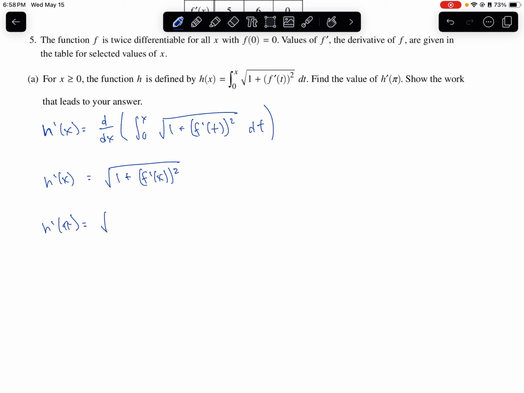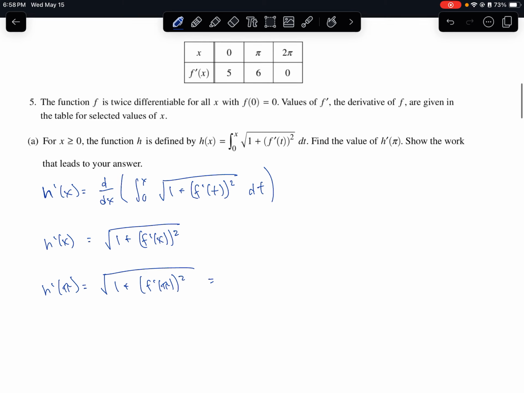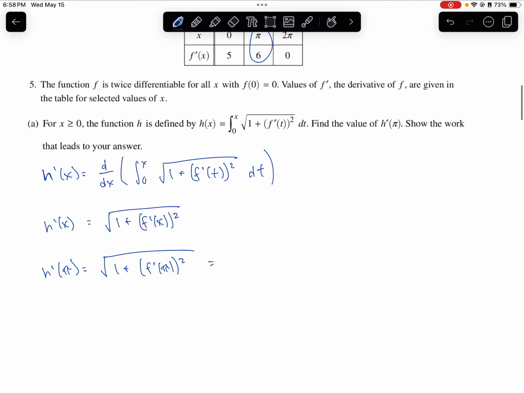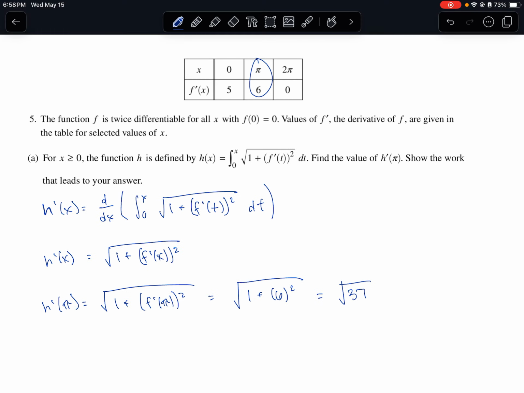But okay, so if that's h prime of x, let's find h prime of pi. That would be the square root of 1 plus f prime of pi squared. And if we look at our table, we do have f prime of pi. That would be equal to 6, so we get the square root of 1 plus 6 squared, which would be equal to the square root of 1 plus 36, which would be the square root of 37. Okay, so show the work that leads to your answer, find the value, there you go.